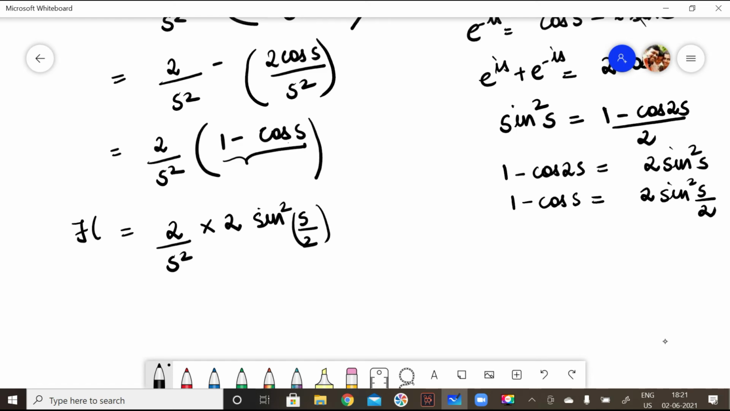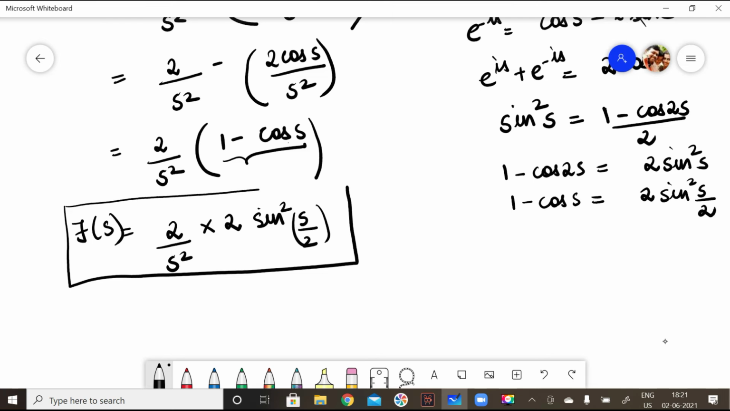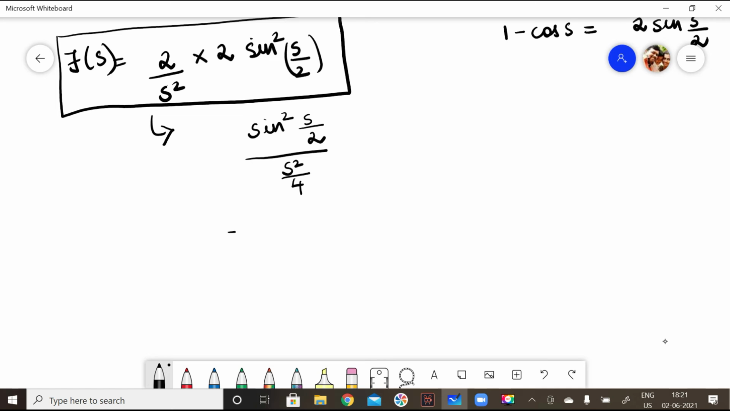So my F(s) is 2 by s square into 2 sine square s by 2. I can also further simplify this. How is it done? Sine square s by 2 by s square divided by 2 into 2, that is 4. I put it down, so s square by 4. So further simplification gives me sine square s by 2 by (s by 2) the whole square, which is my F(s).